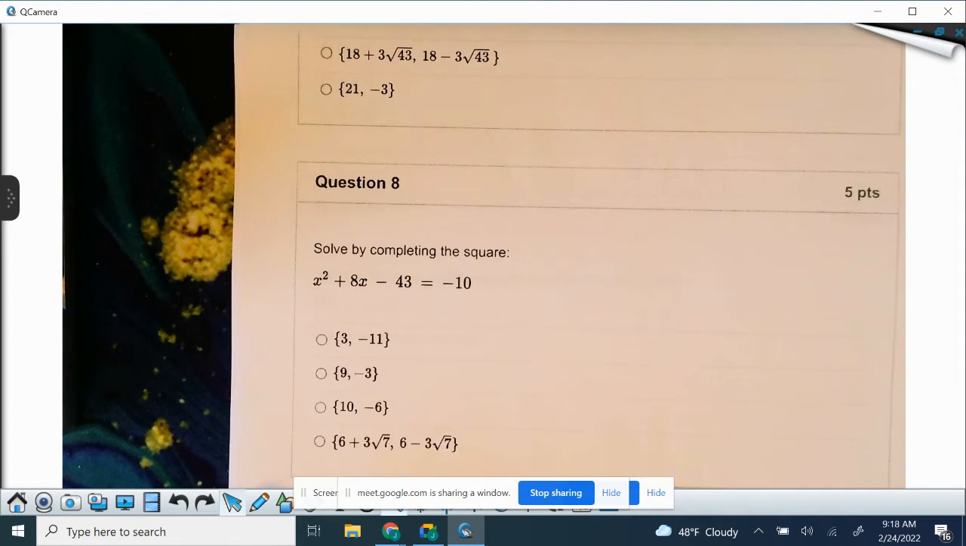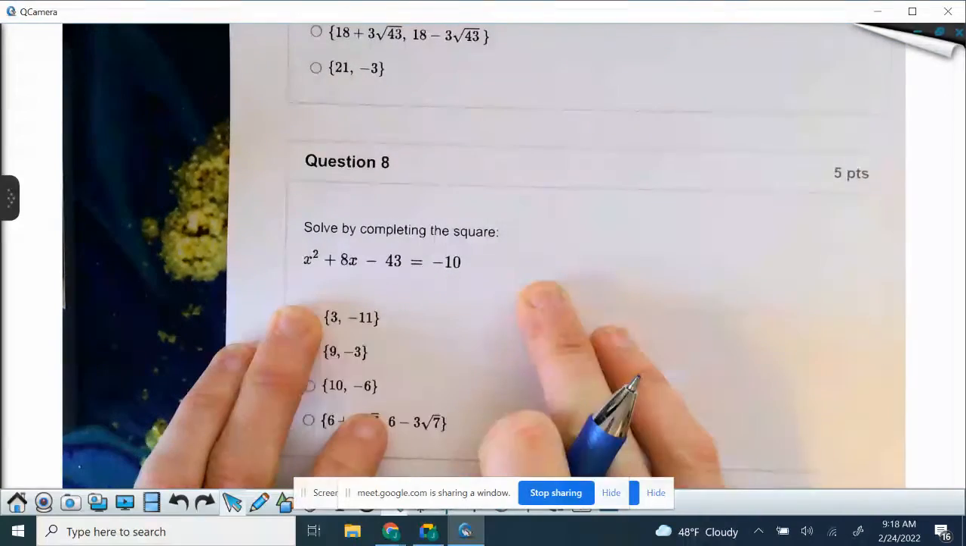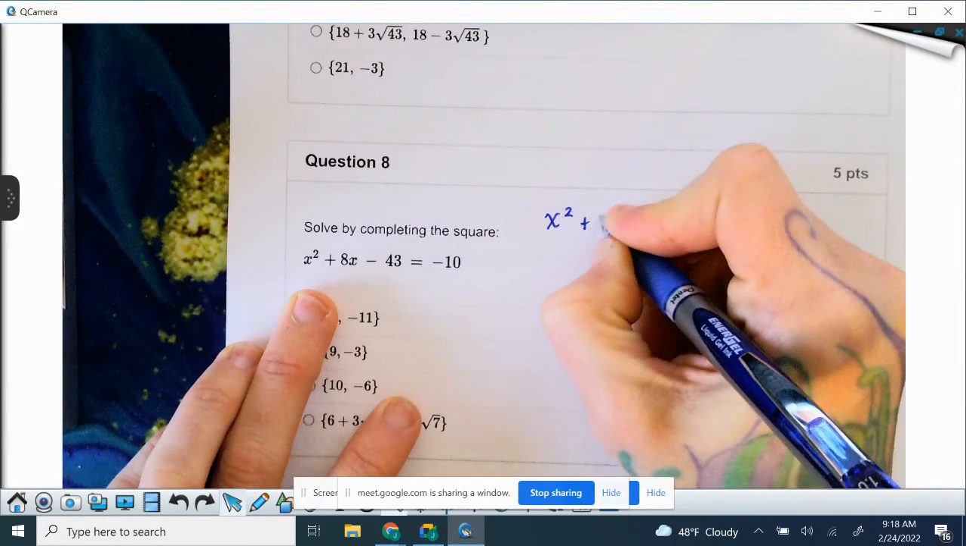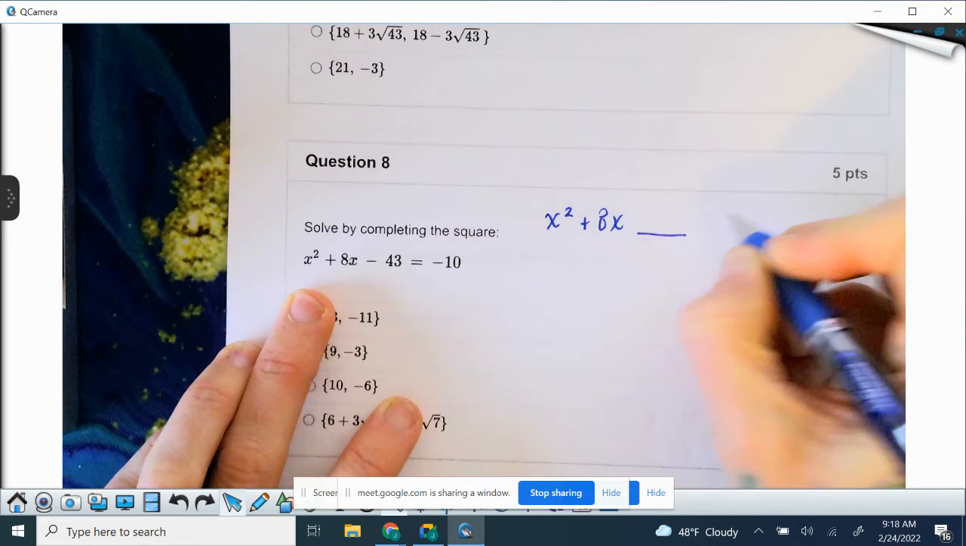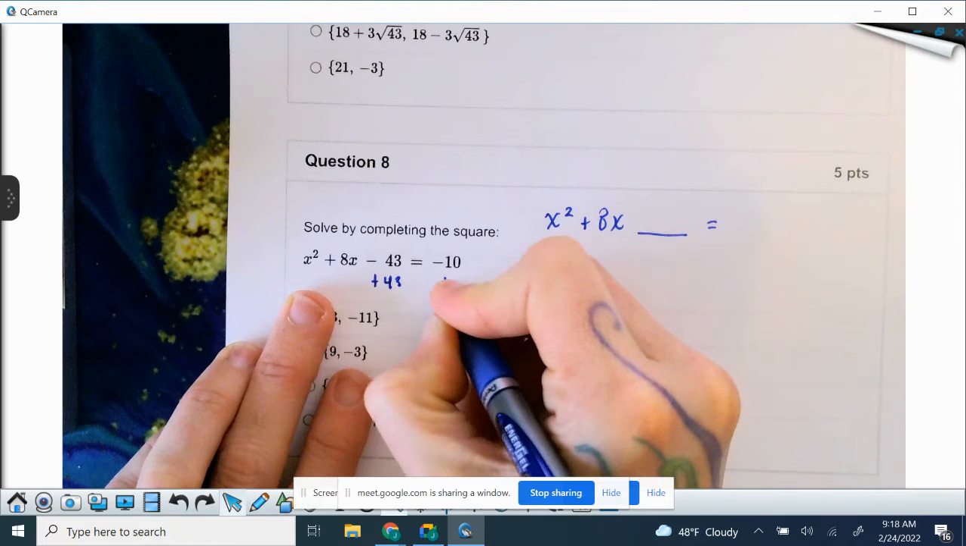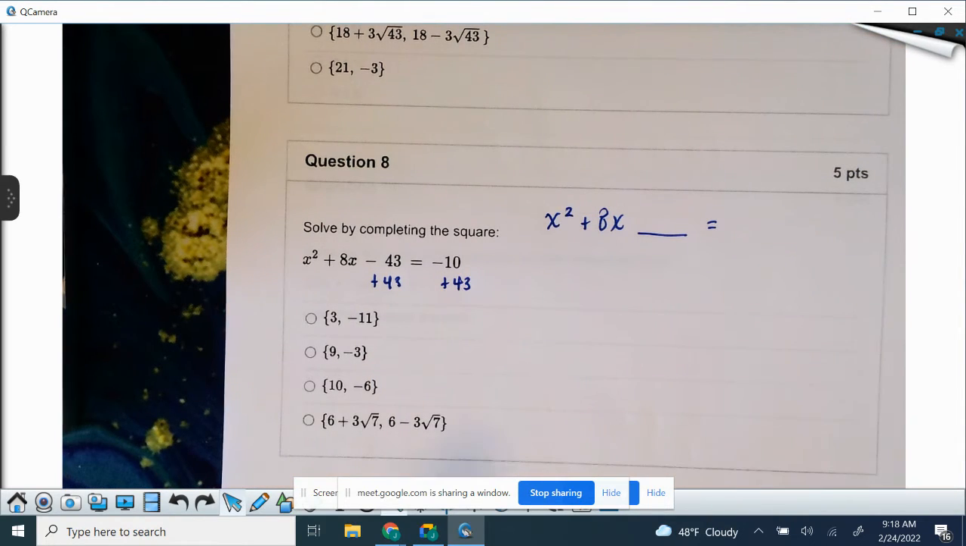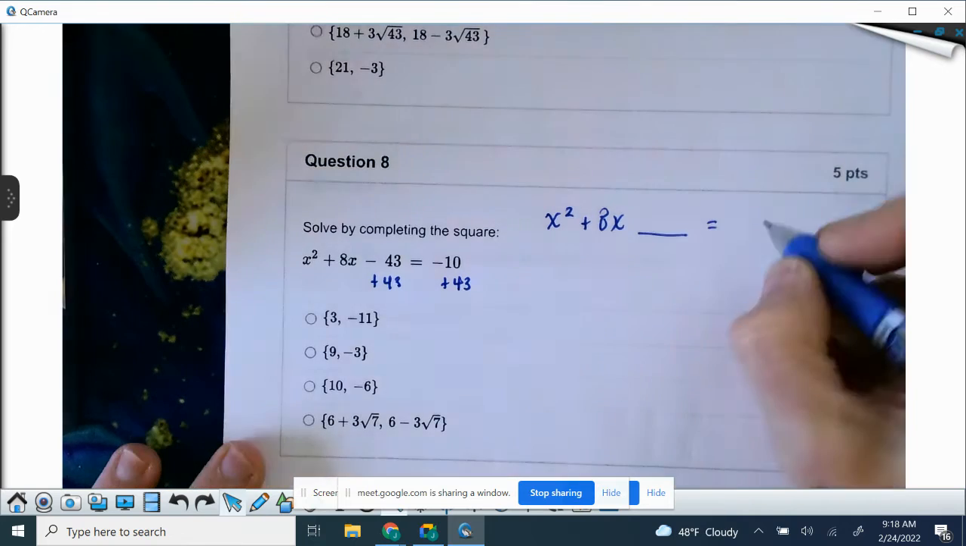All right, it's coming back to me now. Okay, so number 8, again, doing the same idea. So x squared plus 8x. And I know I'm going to need a blank. And I have a negative 10 here, so I'm going to add 43 to both sides. And so negative 10 plus 43 gives me 33.